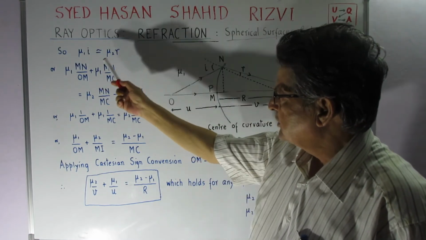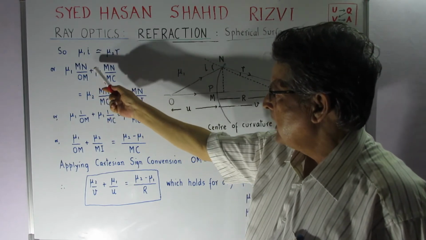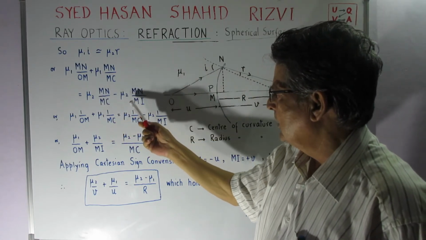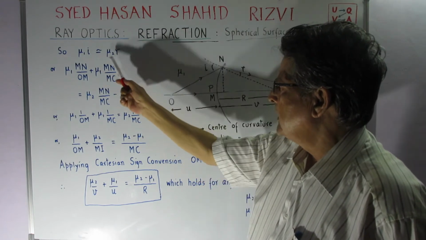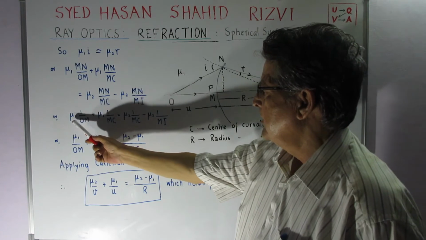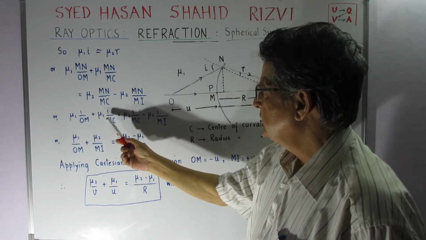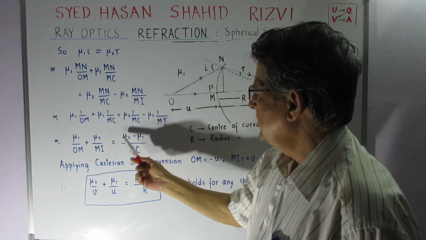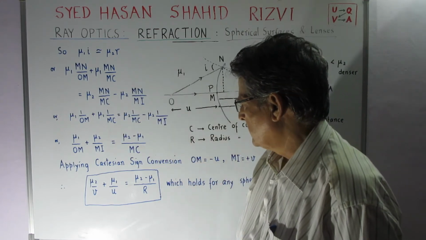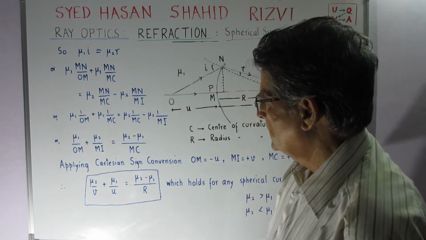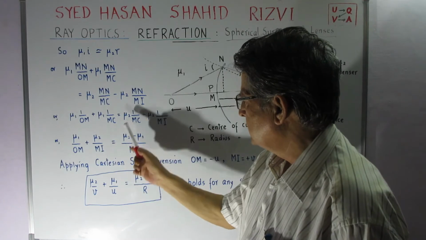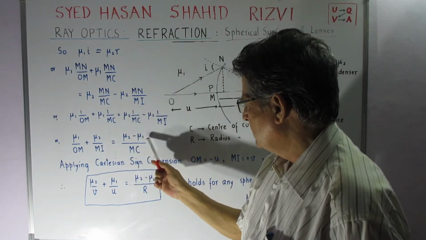If I substitute the values of I and R, then I get mu1 MN upon OM plus mu1 MN upon MC is equal to mu2 MN upon MC minus mu2 MN upon MI. Now MN is common, so I divide throughout by MN, so I get mu1 into 1 upon OM plus mu1 into 1 upon MC is equal to mu2 into 1 upon MC minus mu2 into 1 upon MI. Segregating those, mu1 upon OM plus mu2 upon MI is equal to mu2 minus mu1 upon MC.